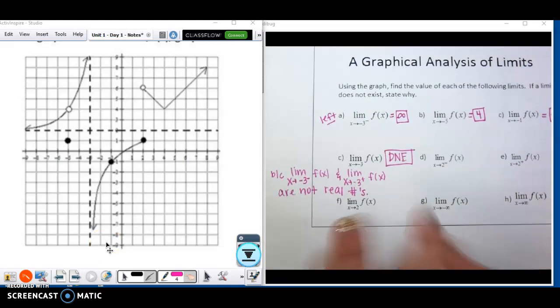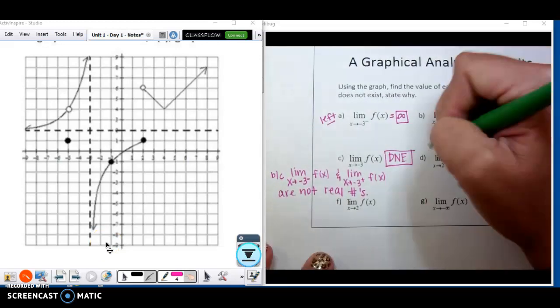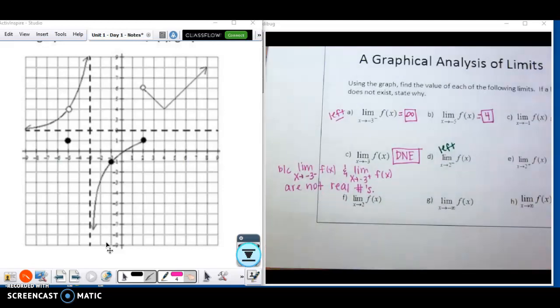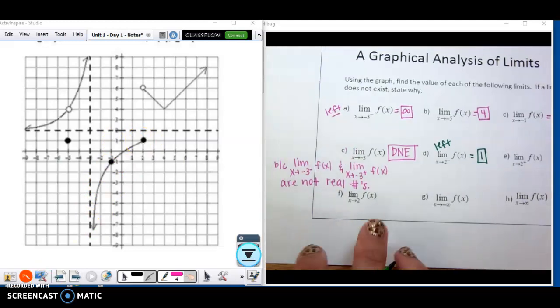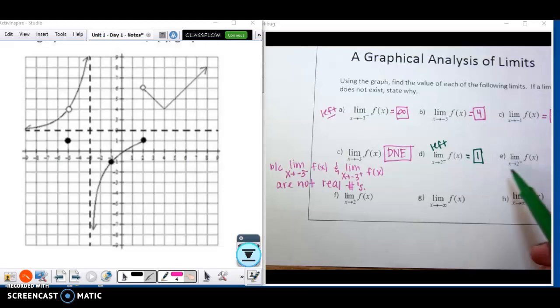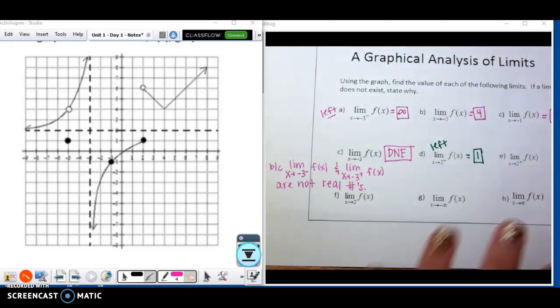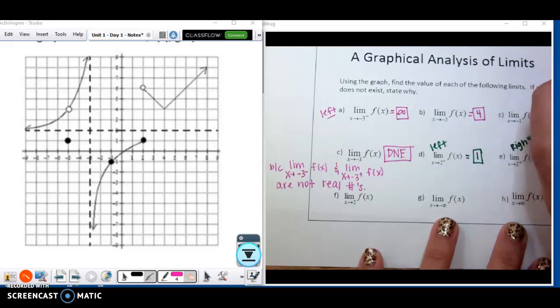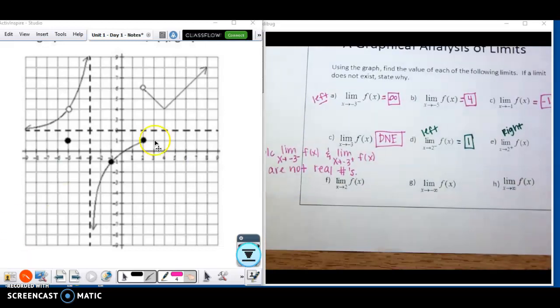Alright, part D, the limit as x approaches 2, and it does have the little negative sign, so from the left. Alright, so if we find 2, we're coming in from the left, so we're going to use this graph. So if we come in from the left, it's going to approach that y value of 1. Next, we're looking at the limit as x approaches 2 from the right, because it has the plus. So we're still looking at 2, which is here, but this time we're coming in from the right, so we have to use this graph. So if you come in from the right, as you get closer and closer to x equals 2, the y value is 6 there.